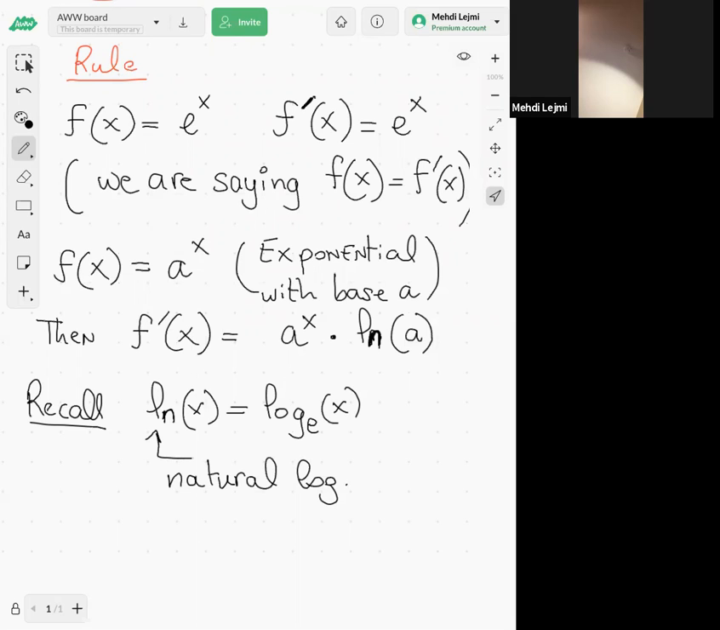So if you have an exponential function with base a, a is not necessarily e. A could be any positive number. Then the derivative of a to the power x: here x is the exponent, not the base. The derivative of a to the x is a to the x times ln of a, natural log of a.